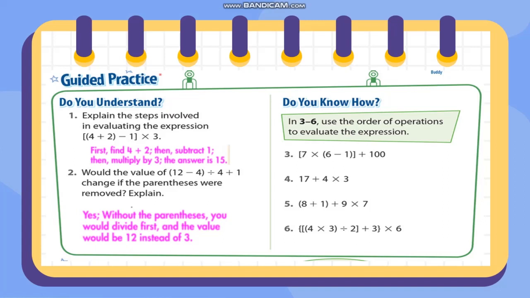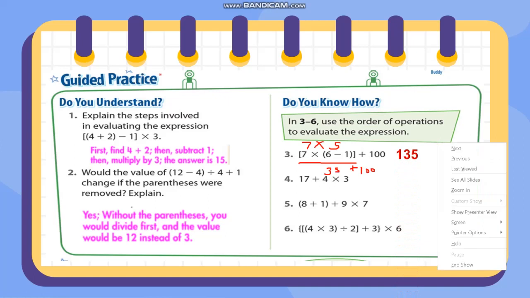Now, let's evaluate this one using the order of operations or the PEMDAS rule. We have one group here, and inside this group, we have the multiplication and the parentheses. Based on the rule, we need to solve first what's inside the parentheses. 6 minus 1 is 5, then we have 7 multiplied by 5. 7 multiplied by 5 is 35, and we have added 100, so 35 plus 100 is equivalent to 135.